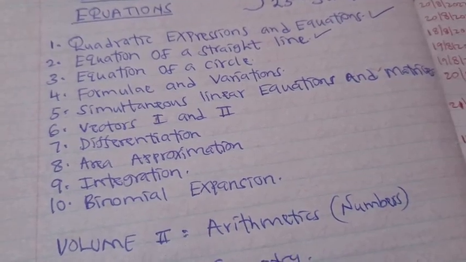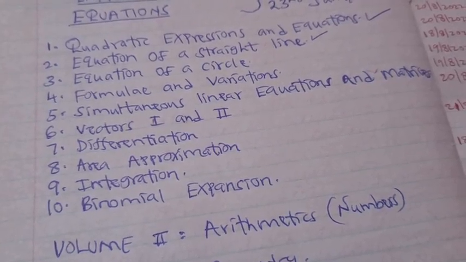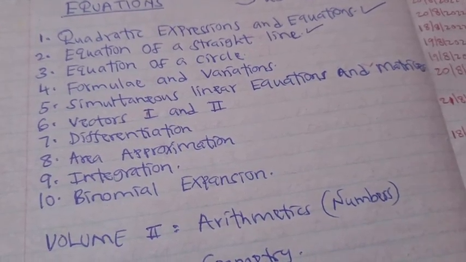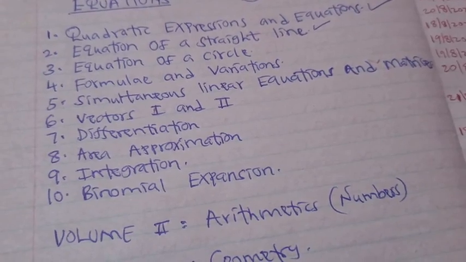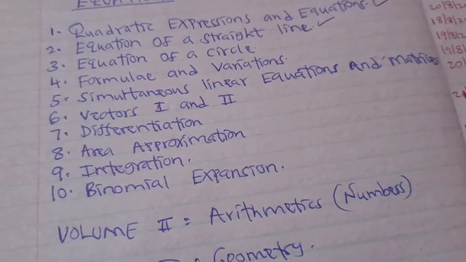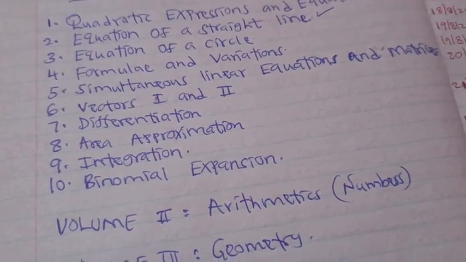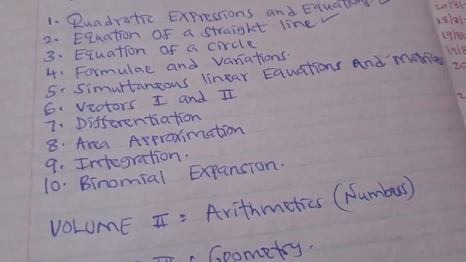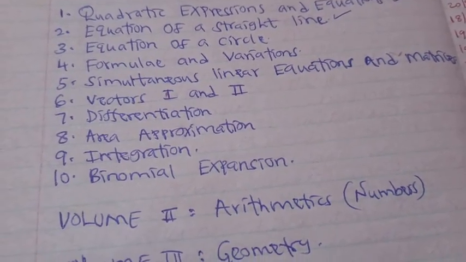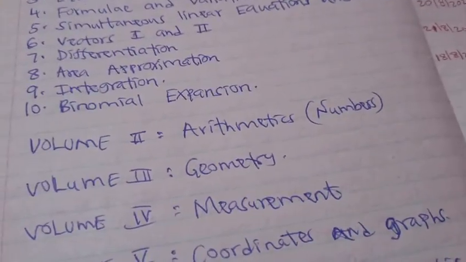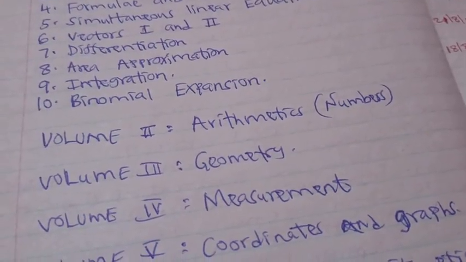Number 4, formulae and variations. Number 5, simultaneous linear equations and matrices. Number 6, vectors 1 and 2. 7, differentiation. 8, area approximation. 9, integration. And 10, binomial expansion. That's volume 1. Volume 2 will involve arithmetics. That's all topics involving numbers.